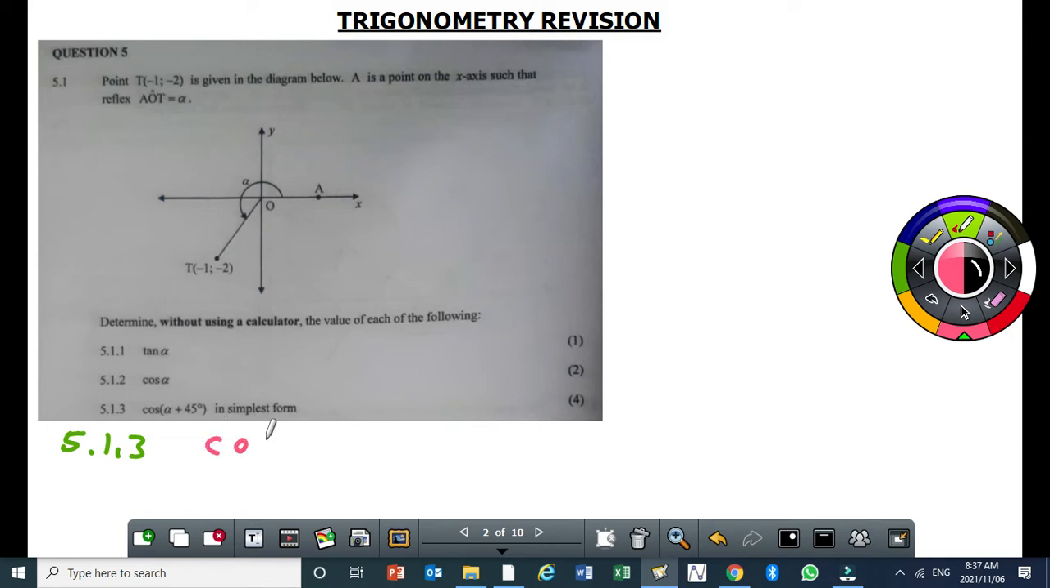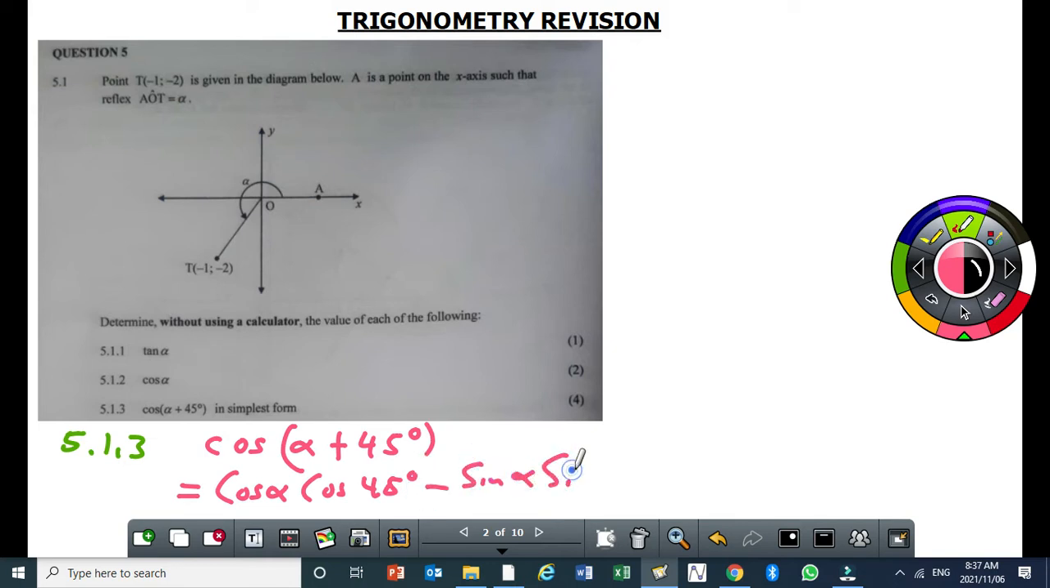So this is cos of alpha plus 45 degrees. If you apply your knowledge of compound angles, this will become cos alpha cos 45 degrees. Since there is a plus between alpha and 45, we put a minus: sine alpha sine 45 degrees.